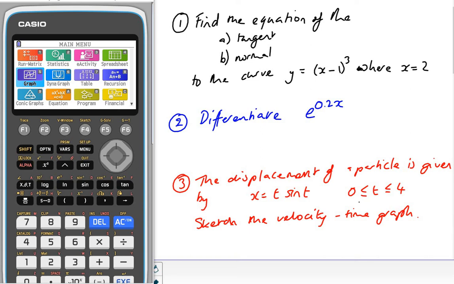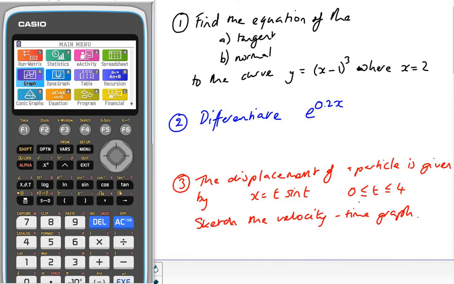Hello, A-level mathematicians. I've discovered a couple of things that are really helpful when you're doing questions that involve differentiation when you've got your calculator. Okay, so first of all, we want to find the equation of a tangent and a normal to a curve.